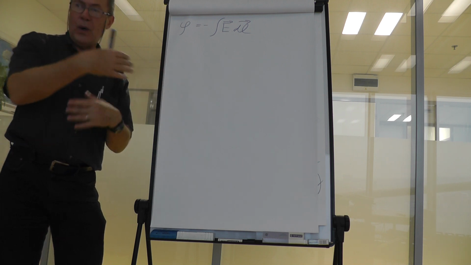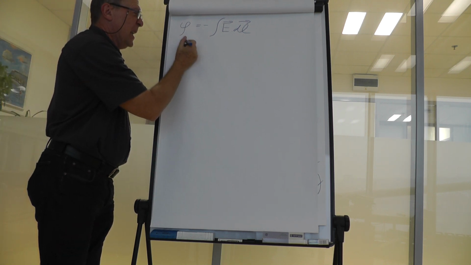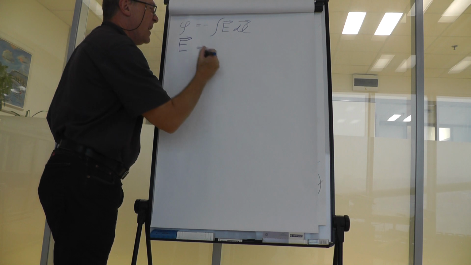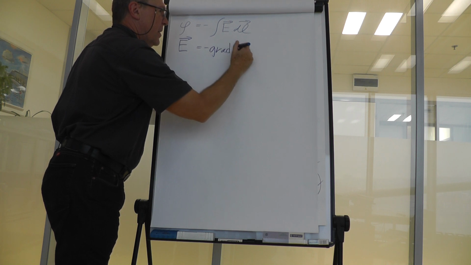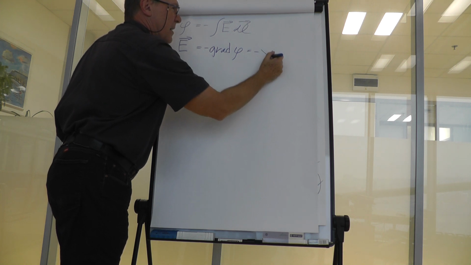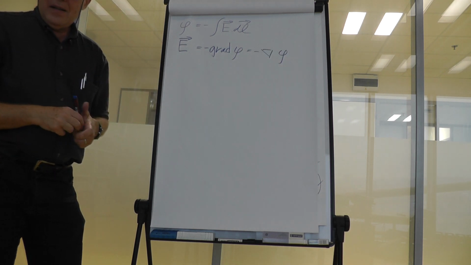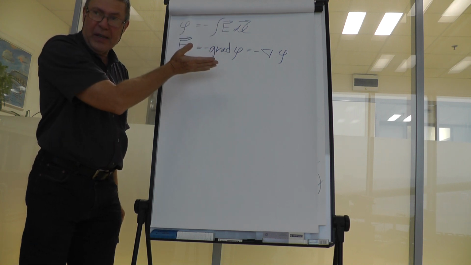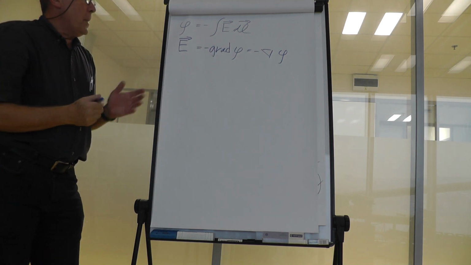Is there anything that would work in the opposite direction? Well, the electric field strength E could also be written as minus gradient phi, which is minus nabla phi. So this is the equivalent of this, just transformed into differential operators. This is the integral formulation, this is the differential formulation.